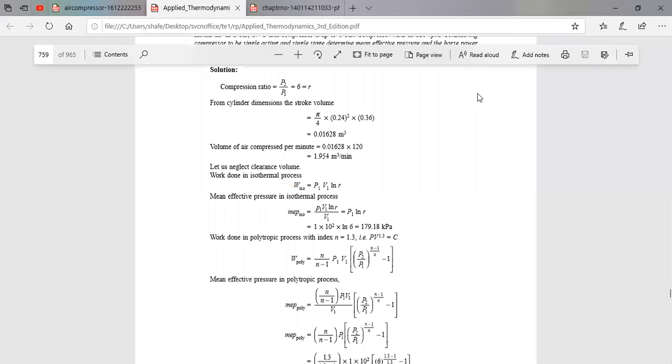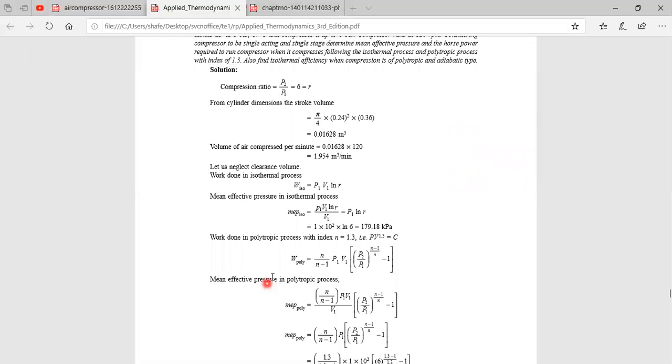So I just take one thing here. What is mean effective pressure here? That is work done by swept volume. So this is called mean effective pressure. The formula for mean effective pressure is work done by swept volume. Okay. So this is the new formula added. One is the work done, another is the mean effective pressure, right?